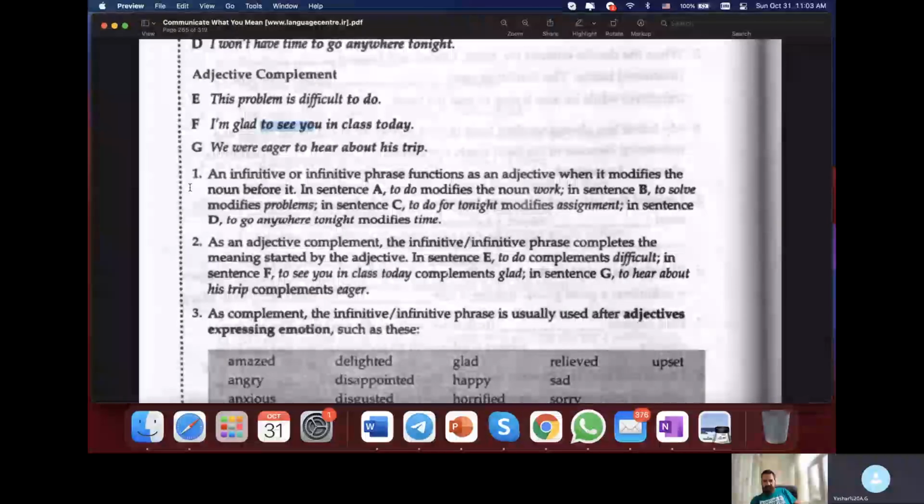An infinitive functions as an adjective when it modifies the noun before it. In sentence A, to do modifies the noun work. In sentence B, to solve modifies problems. In sentence C, to do for tonight modifies assignment. In sentence D, to go anywhere tonight modifies time. As an adjective complement, the infinitive or infinitive phrase completes the meaning started by the adjective. In sentence E, to do complements difficult. In sentence F, to see you in class today complements glad. In sentence G, to hear about his trip complements eager.